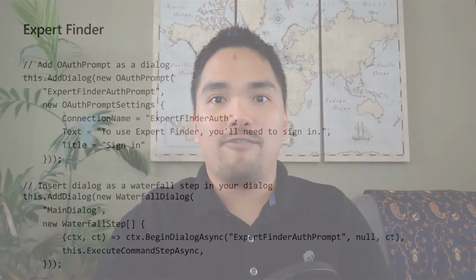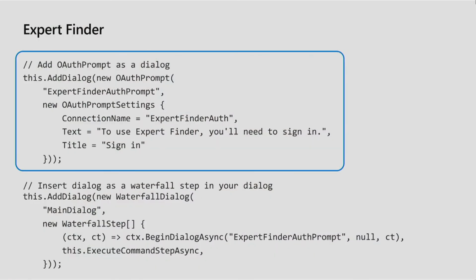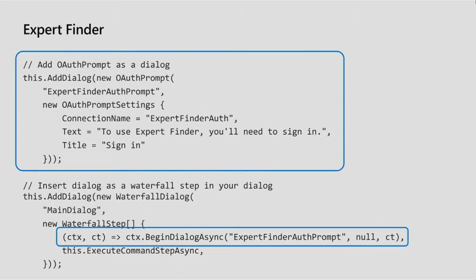Over in the bot code, I started by registering an OAuth prompt dialog. That takes the connection name from bot settings, the one that we created earlier, and then text for the sign-in card and the sign-in button. Then I just inserted that dialog into my waterfall, into the steps that my dialog takes, right before the step that needs the access token.